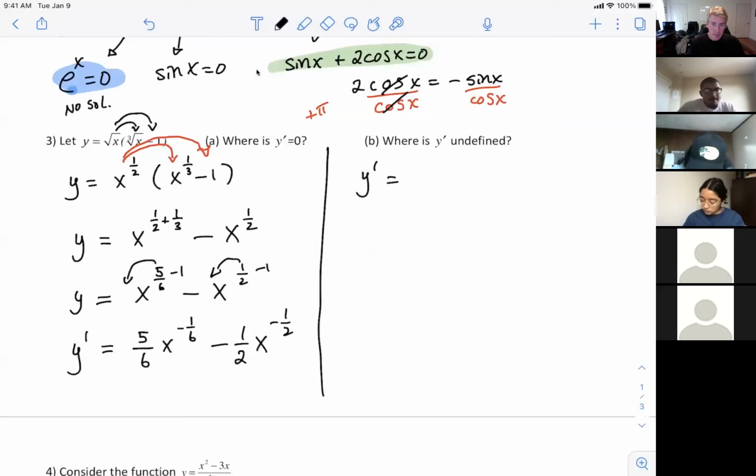And then I'm going to rewrite it so that it doesn't have negative exponents. So the first one has a 5 on top and a 6 on bottom. And then it also has x to the 1/6 on the bottom. And then the next one has a 1 on top, a 2 on the bottom, and then x to the half. So there's the derivative.